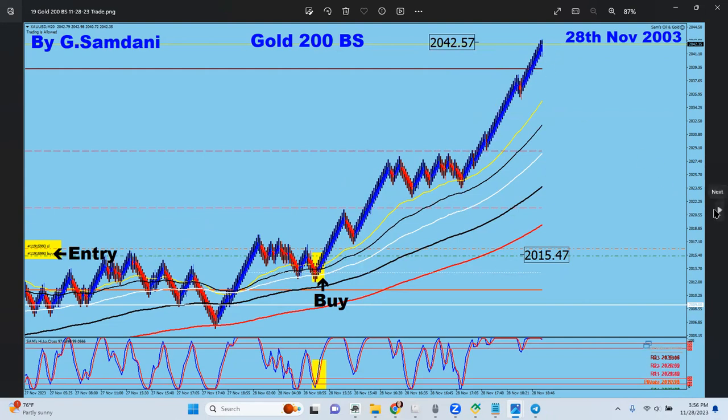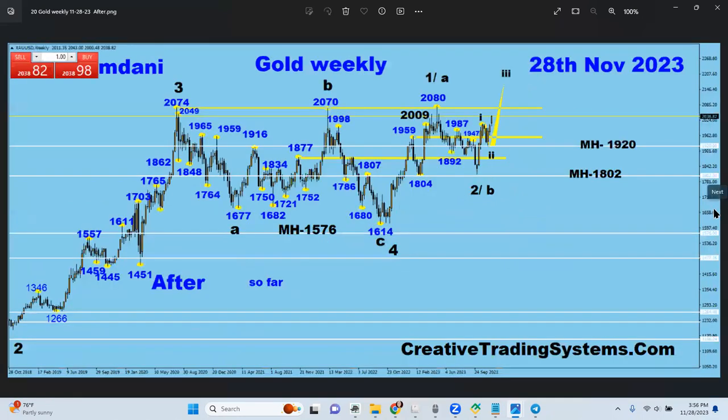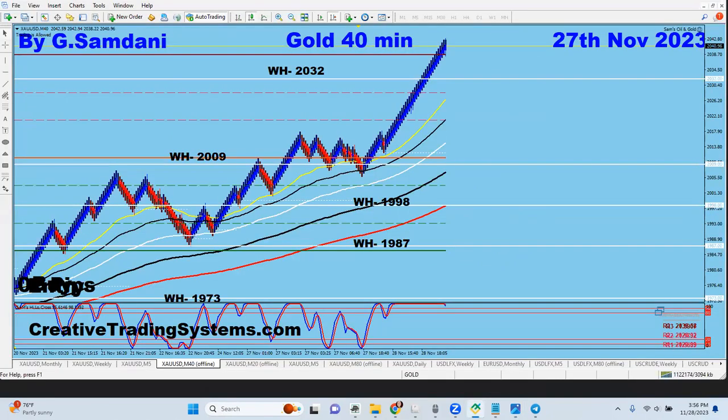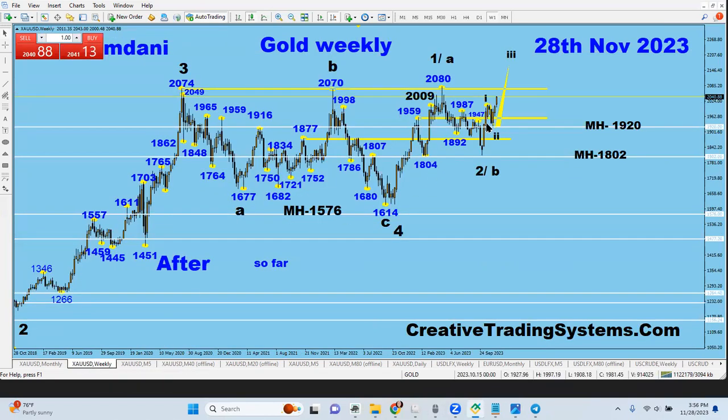So this is what happened to gold, and this is what we ended up with today so far. 2038, I recorded this chart. Let me see what we're doing currently on that weekly chart. Currently it is at 2040.88, right? And still trying to go up, but I don't think that it's going to go up anymore today.